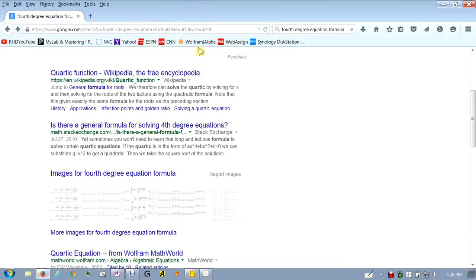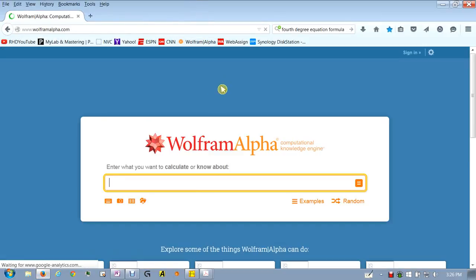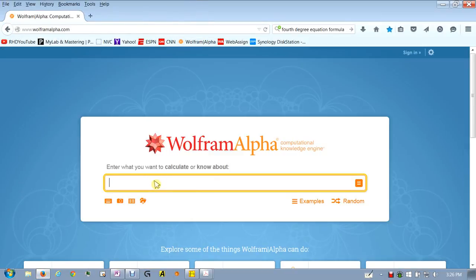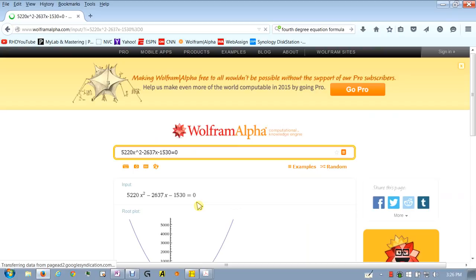So I think what I'll do is I'll go to Wolfram Alpha, which is that website I think I've shown you. And what did you have? 5220x squared minus x, and then I would type equals 0 and enter. Let's see what it comes up with.